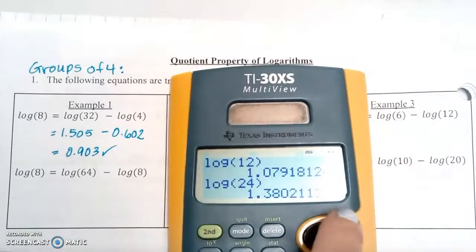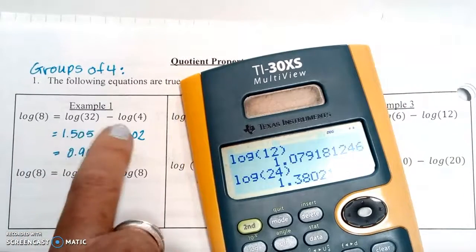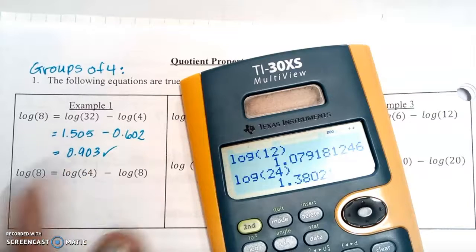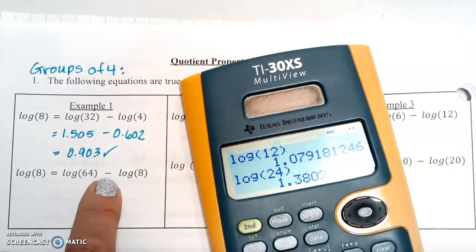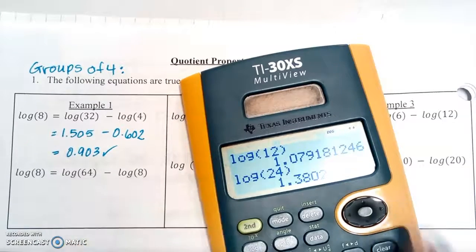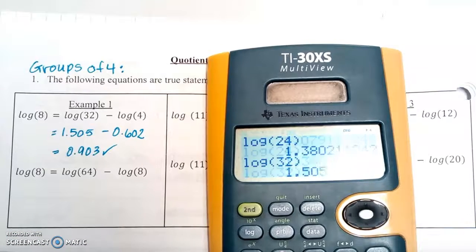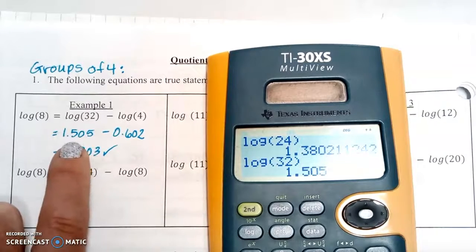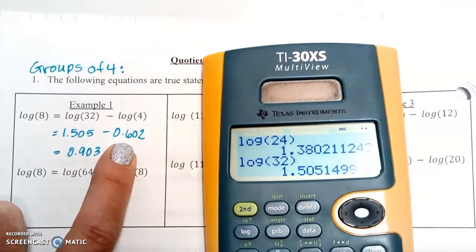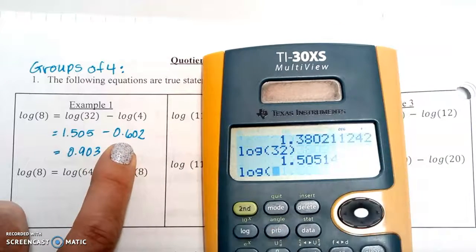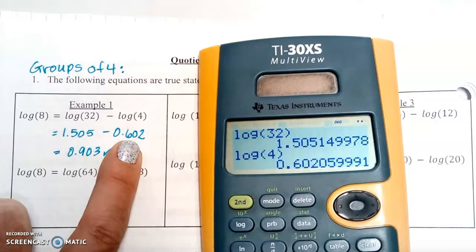So for example, number 1, we have the log of 8 is equal to the log of 32 minus the log of 4. You'll notice that the log of 8 is also equal to the log of 64 minus the log of 8. So let's get these as decimals. The log of 32 is, type it in your calculator, then you're going to write down 1.505. And then you're going to subtract the log of 4, which is 0.602.